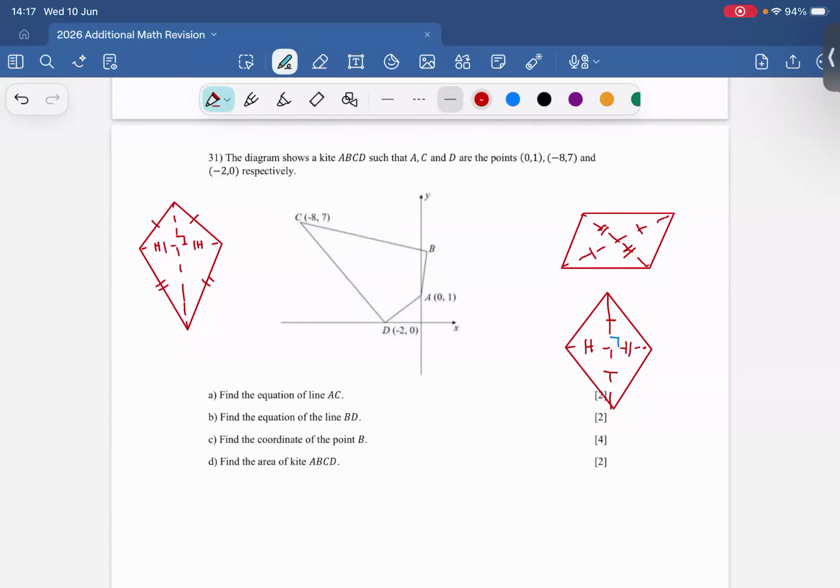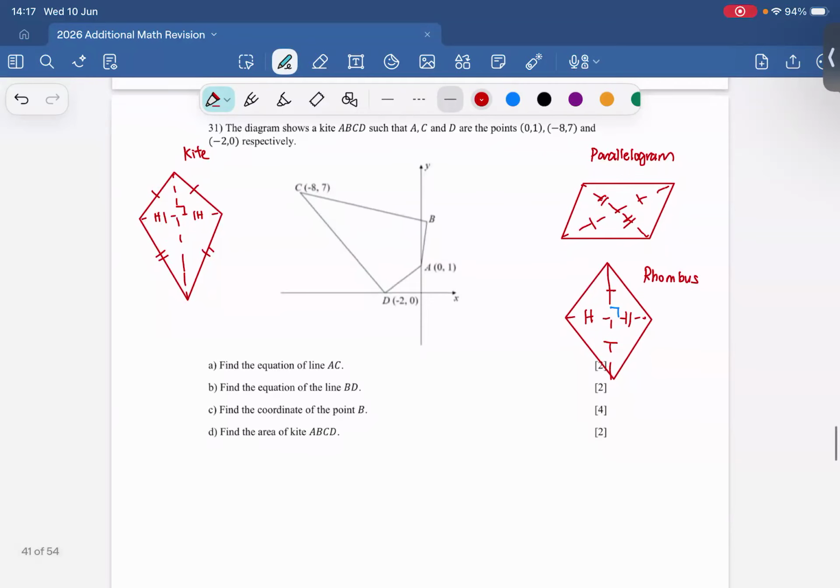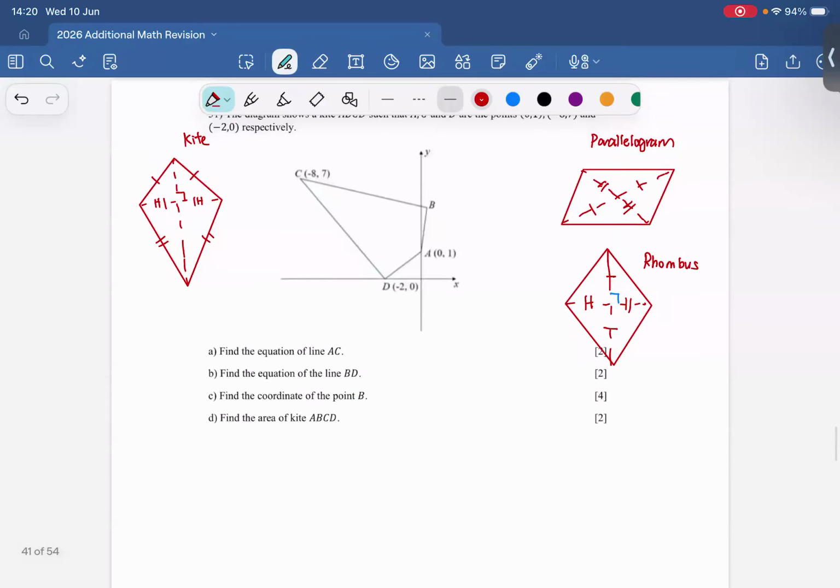Okay, so not only do we need to know the formulas, we need to know the relationships between your shapes. This is parallelogram, rhombus, and kite. I don't want to mention rectangle and square. That one you should know. Okay, so try A, B, C, D yourself. These are very, very technical things that you must know. Okay, so to find the equation of AC, the first thing we need to know is the gradient of AC.